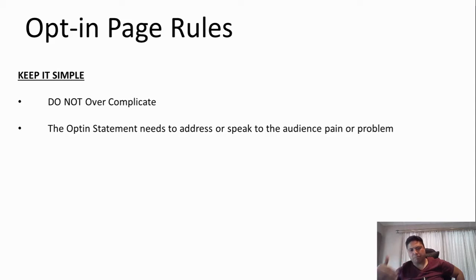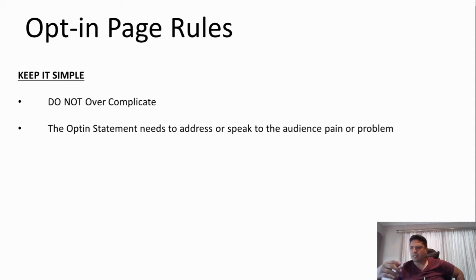Make sure that the opt-in statement speaks to the issue that the audience has as a problem or pain. Remember what we're doing as marketers: we're addressing people's problems and we're selling them solutions. So if you are selling someone a solution, why would they give you their name and email if they are not interested in what you have to offer? What you have to offer needs to address the pain or the problem that that individual is experiencing.